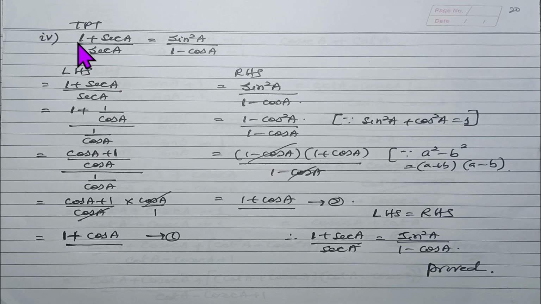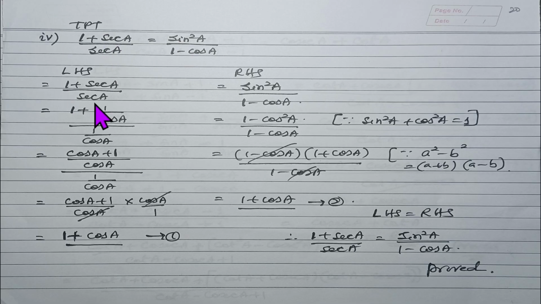Now we have to prove here 1 plus sec a upon sec a is equal to sin square a by 1 minus cos a. We can take LHS, prove it and show it as RHS. We can take RHS, show it as LHS. But here I have adopted a slightly different method. I am going to solve LHS separately and RHS separately and show that they are equal. So let us take LHS first.